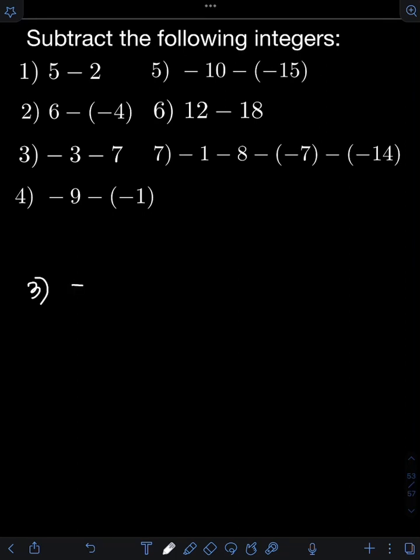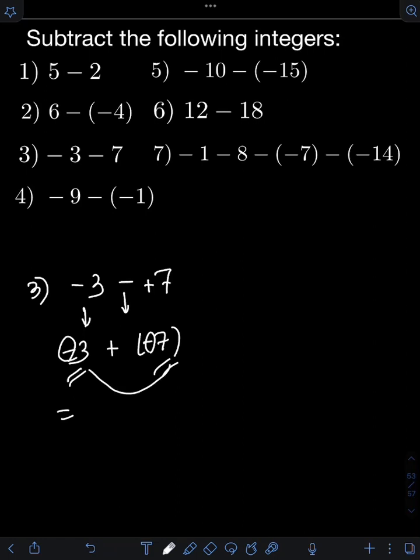For number 3, we have negative 3 minus 7. Again, copy the first number, negative 3. Change the minus operation to plus. And then change the sign of the subtrahend. This is positive 7. If we change the sign to its opposite, it will become negative 7. So we are adding negative 3 plus negative 7, which are like signs. They are both negative. If that's the case, we add the absolute value of the numbers disregarding the sign. So we have 3 plus 7, or 10. And then copy their same sign on the final answer, which is negative. So therefore, the final answer should be negative 10.